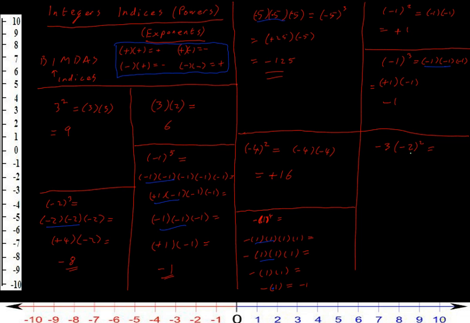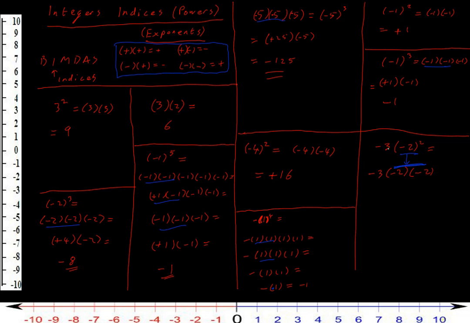And finally, I have minus 3 multiplied by minus 2 squared. Now I have to remember my BIMDIS. What am I going to do first, my multiplication or my indices? Well, I look over to BIMDIS and I see indices is going to come first. So I have minus 2 squared. So writing that out fully would be minus 3 on minus 2 on minus 2. Minus 2 by minus 2. So that's where these two minus 2's have come from.